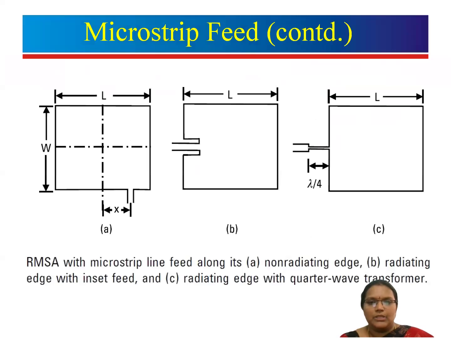Here there are different types of microstrip line feed techniques. The first one is non-radiating edge, and the second one is radiating edge with inset feed and radiating edge with quarter wave transformer. Here in the inset feed, the length of the strip line is inserted into the patch and it is used for impedance matching purpose. And coming to the quarter wave transformer, the quarter wave line is used for impedance matching purpose, which is again connected to the strip line and to the patch.